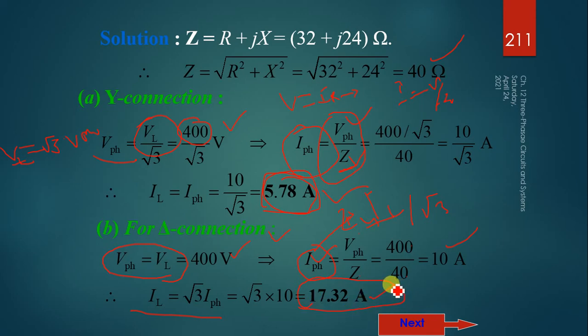Now, out of these two connections, which connection is more suitable when you have a high amperage requirement, when you require more current at the beginning? Which type of connection is preferred?